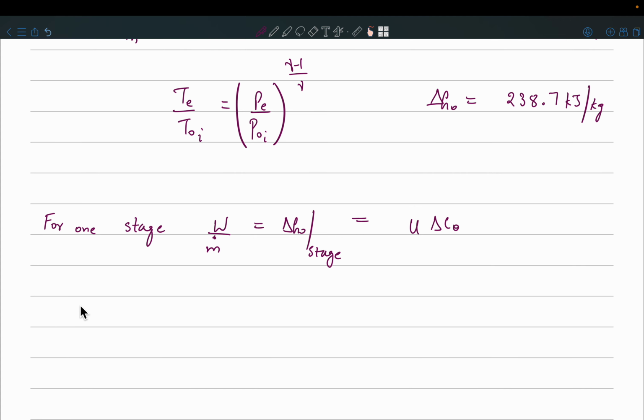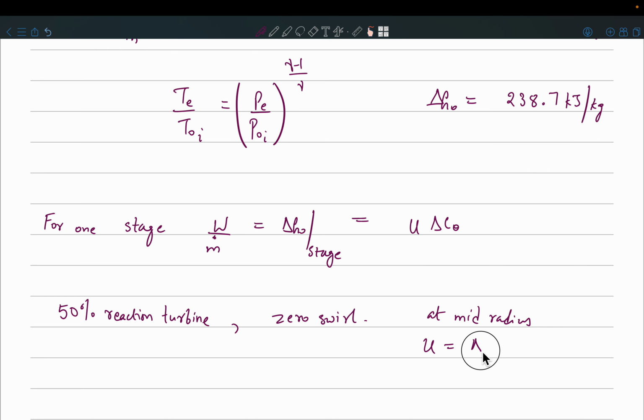Okay, and also we know that because this is a 50% reaction turbine and there is zero swirl, for all these conditions, we know that at mid radius, U is actually equal to delta C theta. So because we know this, I can now plug it back here and write this is nothing but U square.